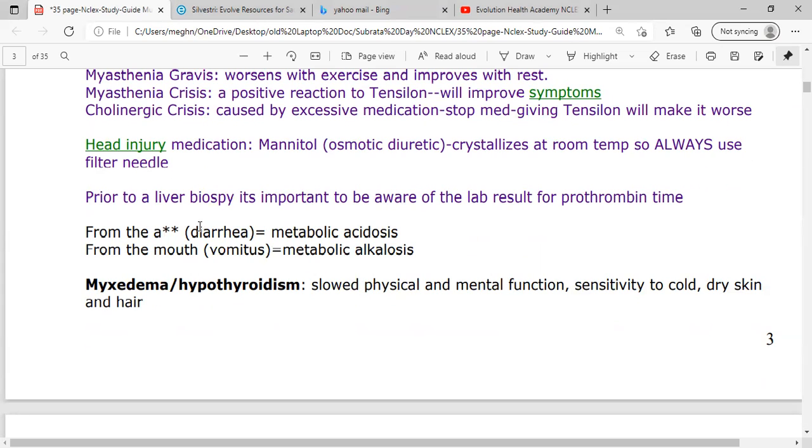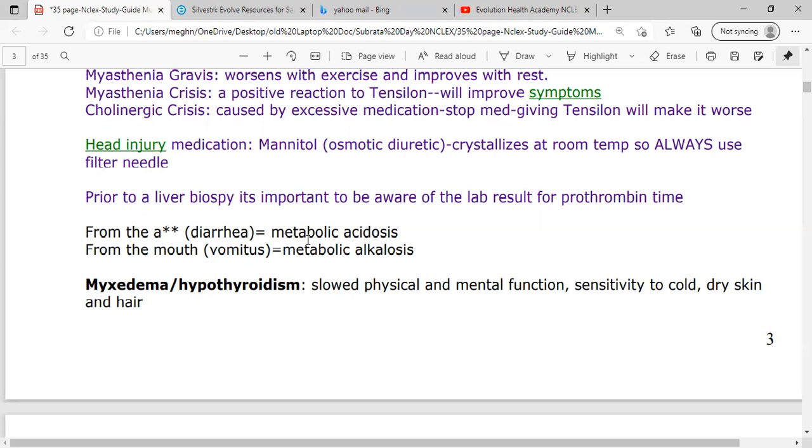So in case of diarrhea, meaning loose motion, the loose motion passes through the anus. The patient develops metabolic acidosis. In case of vomitus, metabolic alkalosis. How do we remember these two? Just remember anus. Anus means it is related to diarrhea.